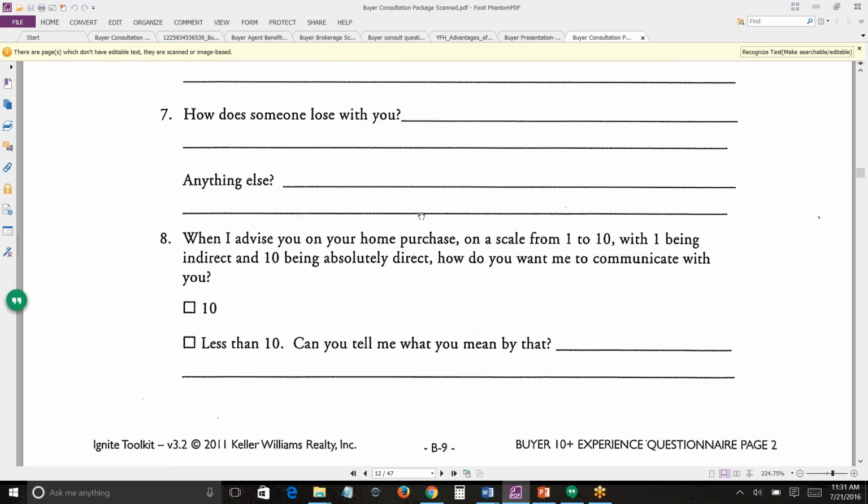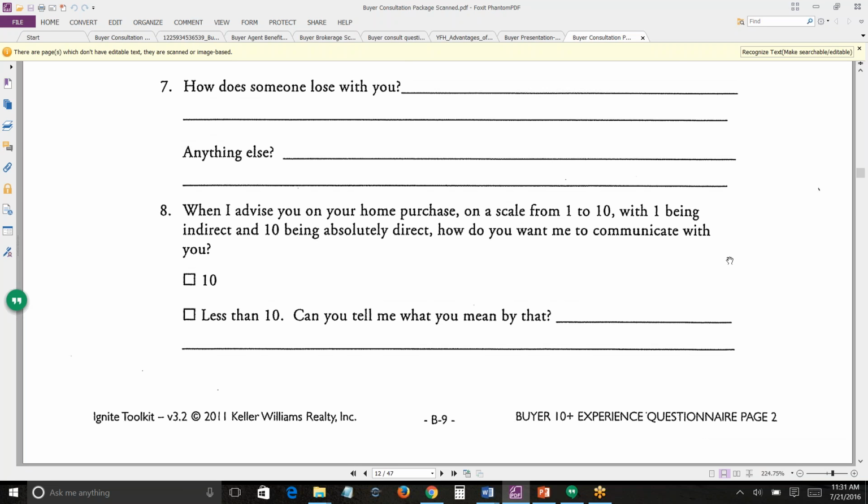When I advise you on your home purchase, from a scale of 1 to 10, with 1 being indirect and 10 being absolutely direct, how do you want me to communicate with you? Now, if we are of a personality style called a high D, we would like people generally to just tell us. I was meeting with a person I'm coaching that's an extremely high D, and she just wants me to just tell her. She doesn't want it sugar-coated, just say it. If asked a question, she wants a yes or a no. Do you understand? But not everybody's like that.